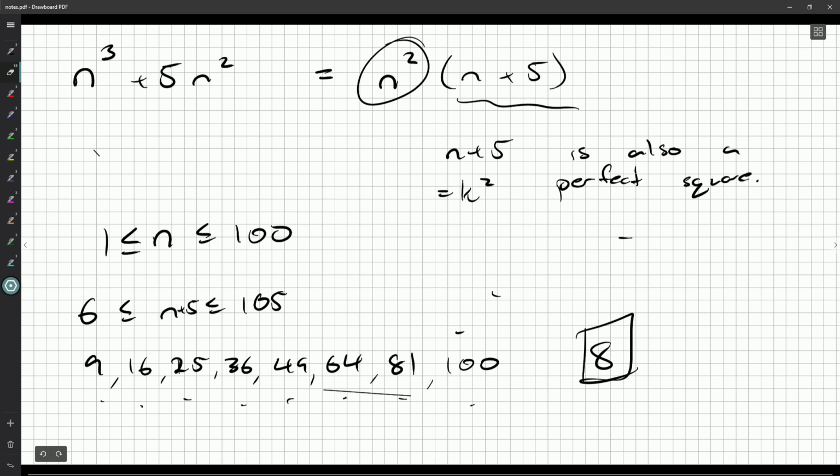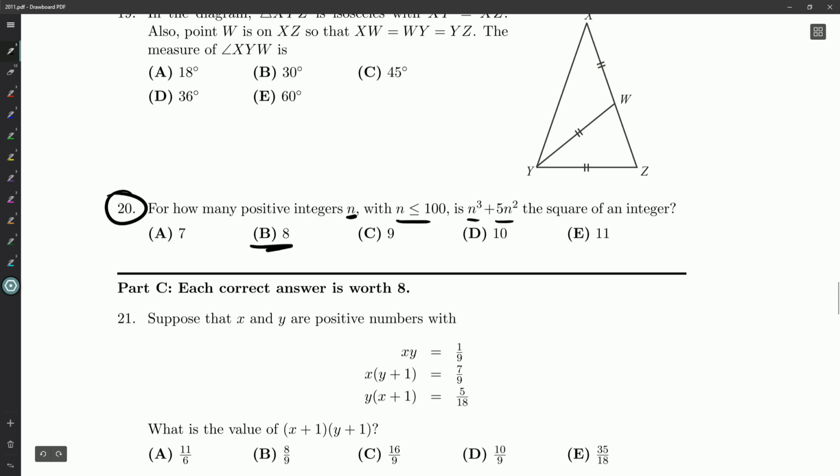And our answer here for question 20 is then 8. And so we're going to look for B. There we go.